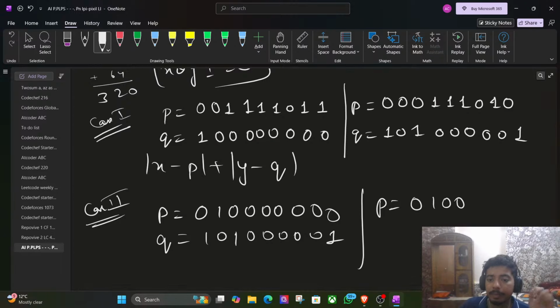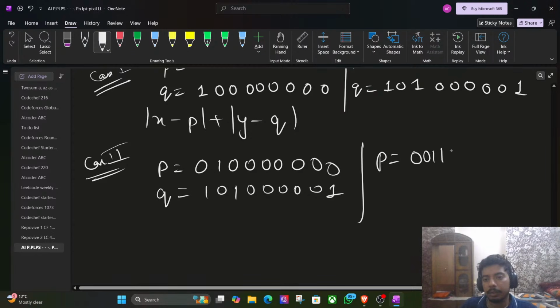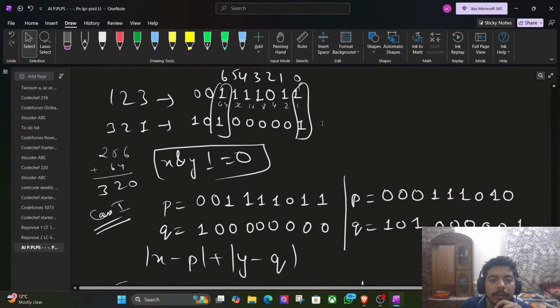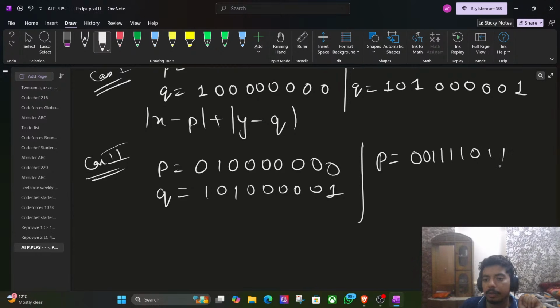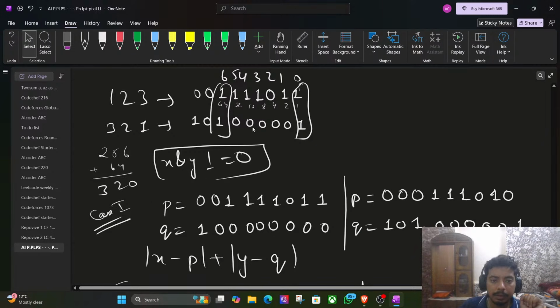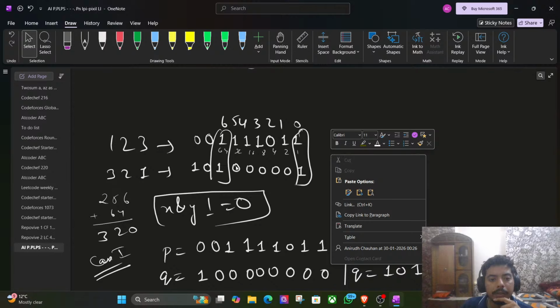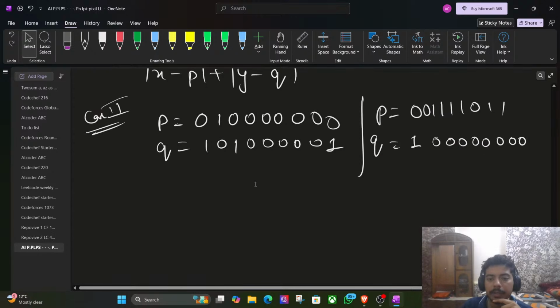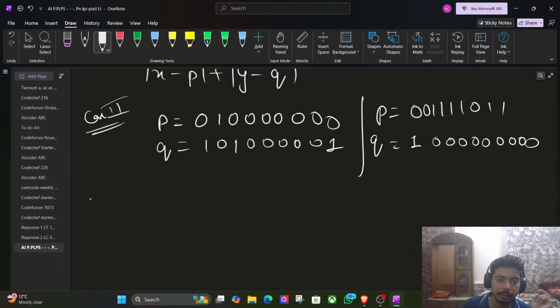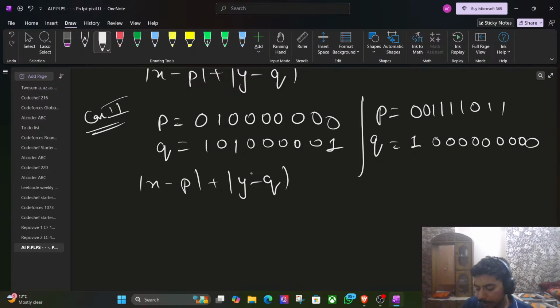0 0, 1 0 double 1. 4 times 1 and 0 times 1 0 double 1, and q will be your 1 here, and double 0, all 0 second. Okay, so I guess 8 zeros are there. 4 5, whatever it is. Okay, so take the same equation, x minus p plus y minus q. 128 and 321, right? So this is 128 and this is 321. So for case 2 you can get the minimum answer.